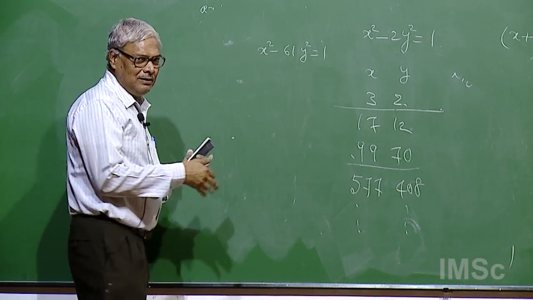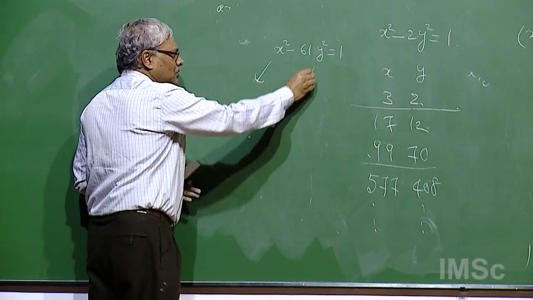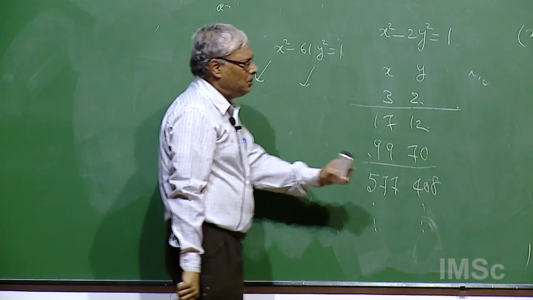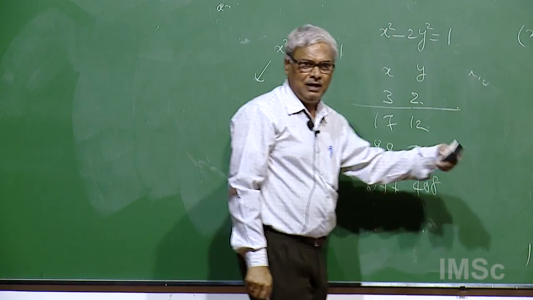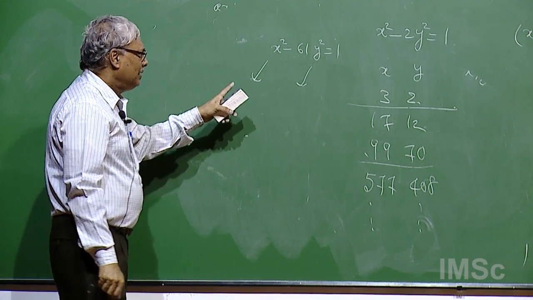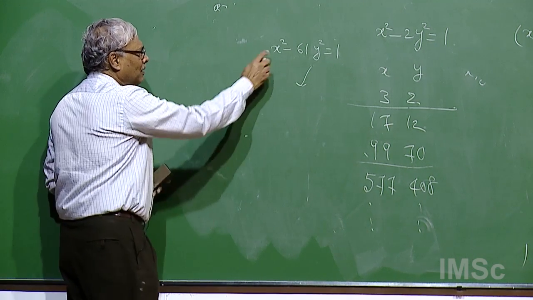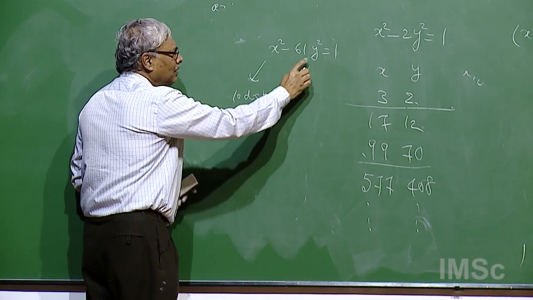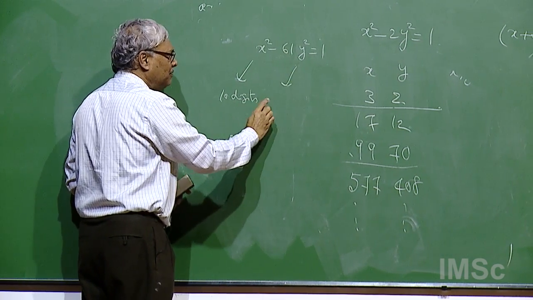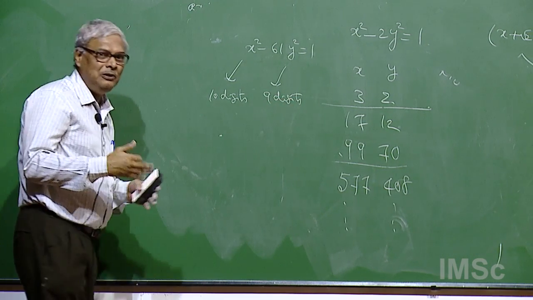But he had an algorithm to generate the simplest solution. And using the simplest solution and this kind of argument, he could generate infinitely many solutions. The simplest solution itself had a large number of digits. For example, the simplest solution for x will have 10 digits, and the corresponding solution for y will have 9 digits. So it will run into billions.